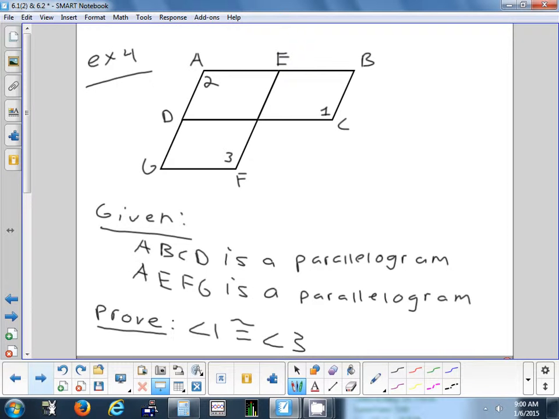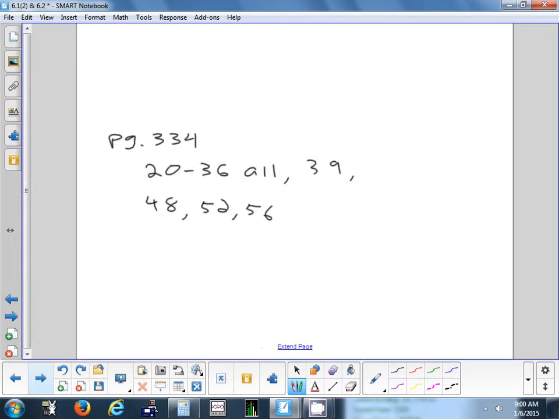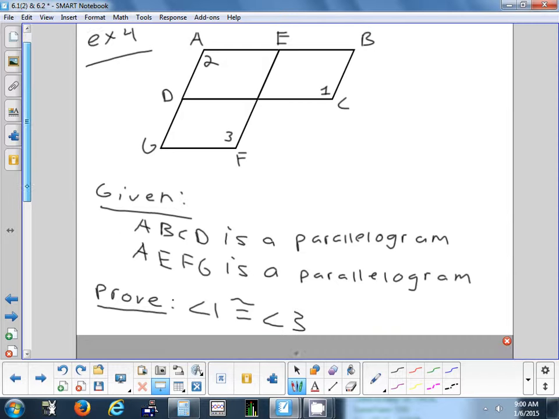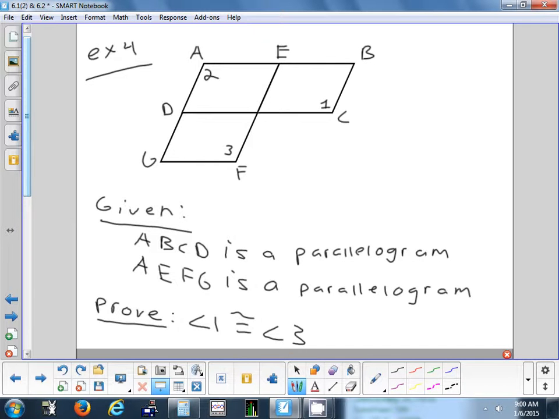Okay, let's look at this one. So we've got these shapes drawn, and it says ABCD is a parallelogram. Okay. I didn't label it with the marks, but I wrote it down. ABCD, in fact, if it helps, we can just outline it. That's a parallelogram. And it also says AEFG is a parallelogram. Okay, so AEFG, so this one.